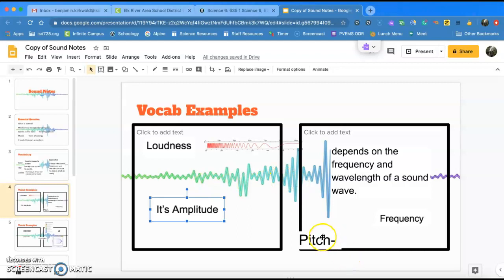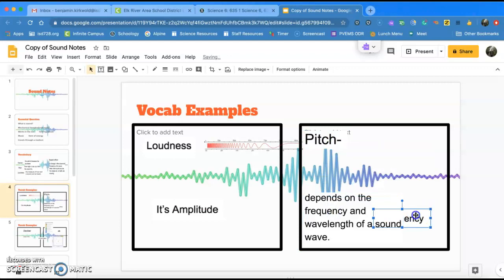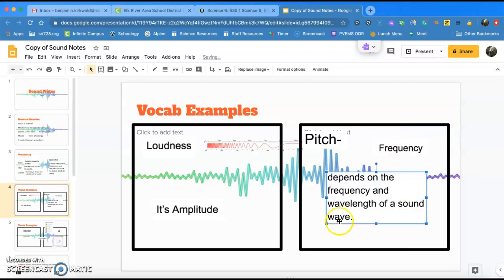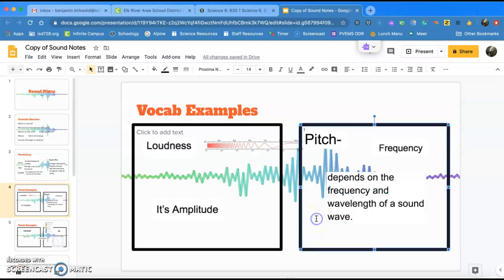Our other word here is pitch. So pitch, instead of amplitude, is the frequency of the wave. It's how quickly those waves are coming together. So this depends on the frequency and wavelength of a sound wave. So we need a lot of those things in order to take a look at pitch. So pitch is all about frequency, how close those waves are together. Loudness is all about amplitude, how big those waves are.